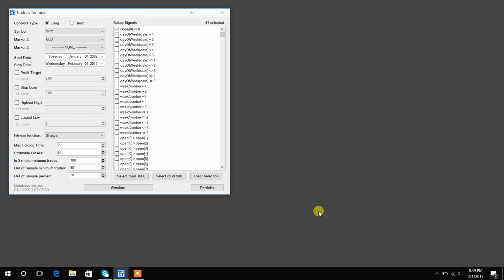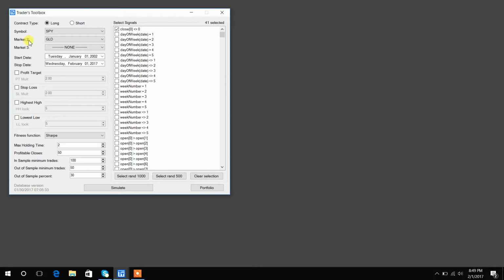Jump to announce that Build Alpha now does InterMarket signals. So what does that mean? That means we can now create strategies for, say, the stock market while taking into account what gold's doing and what the bond market's doing. Or you can create an oil strategy that takes into account natural gas and copper.